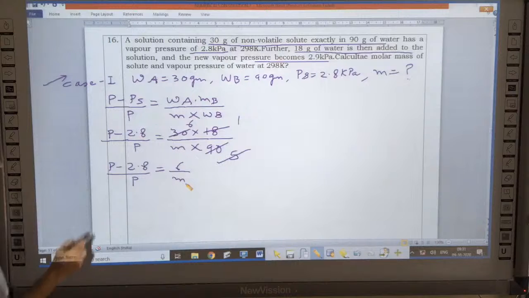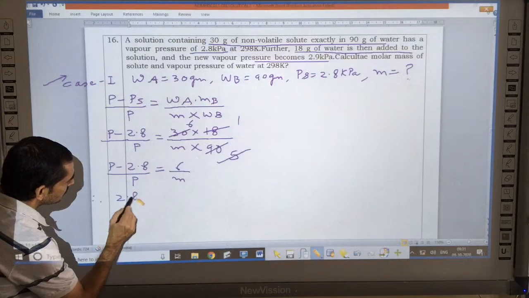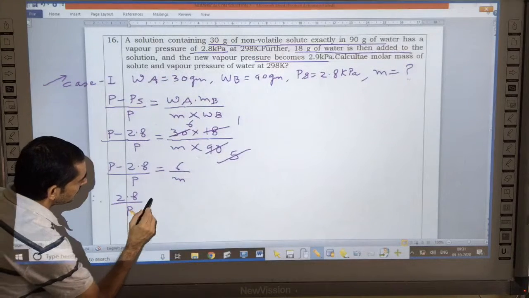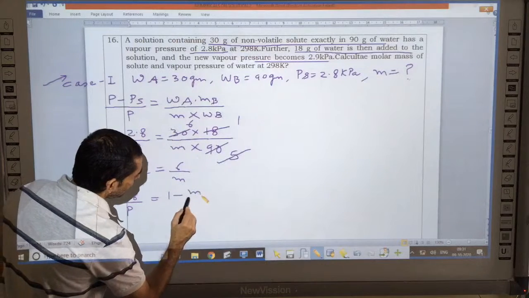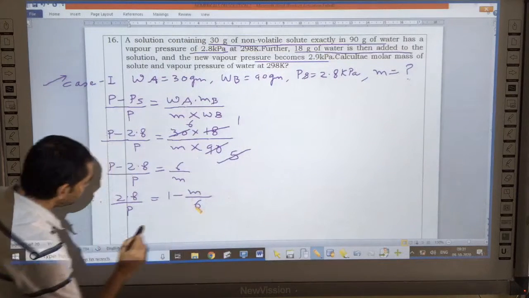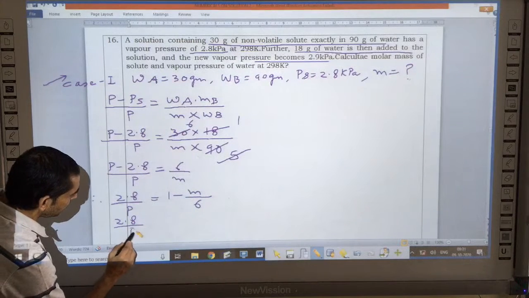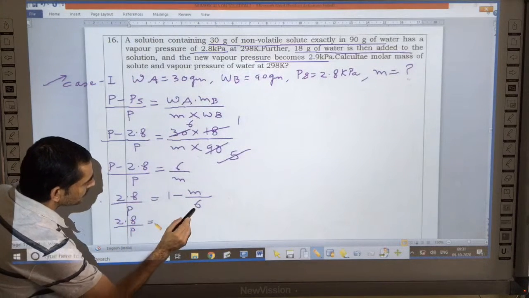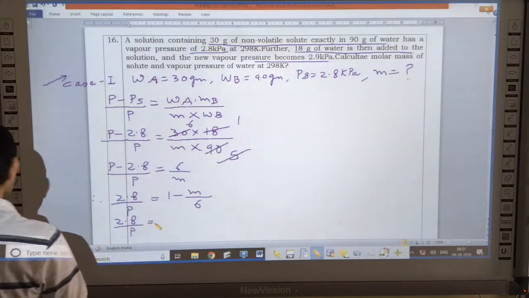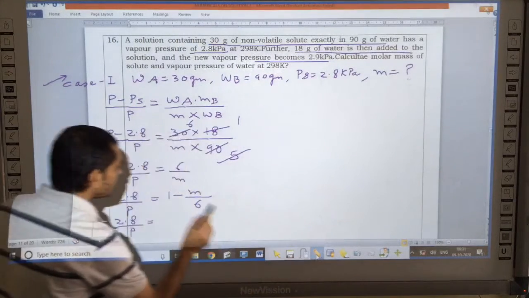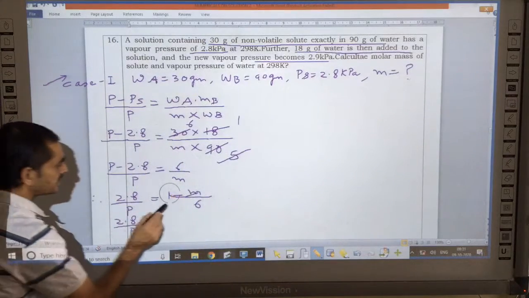Clear? Or we can write 2.8 upon P will be equal to 1 minus M upon 6. Solve it. This will be 2.8 upon P will be equal to what? Wait a minute.